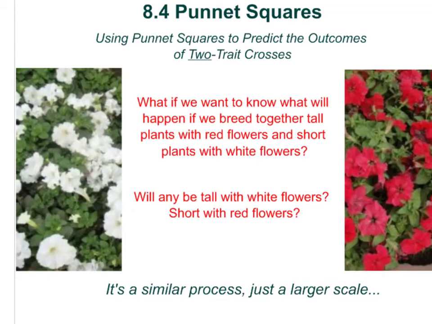Hello, and welcome back. We're going to look at Punnett squares again. This time, we're going to ask another question. How can we predict the outcome of a two-trait cross? Let's say we want to look at two traits together. We know they assort independently, so they're not affecting each other, but how are we going to do that?